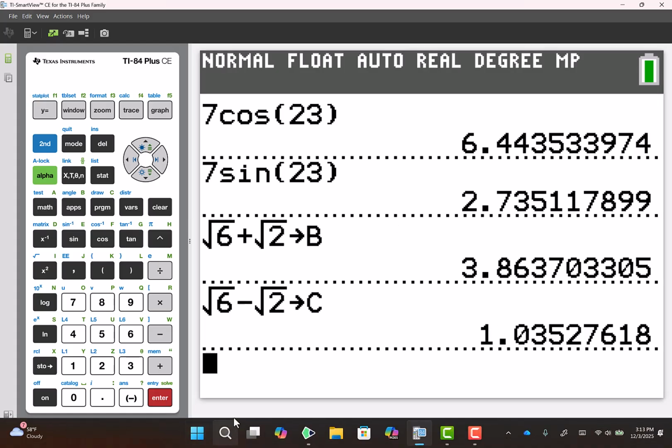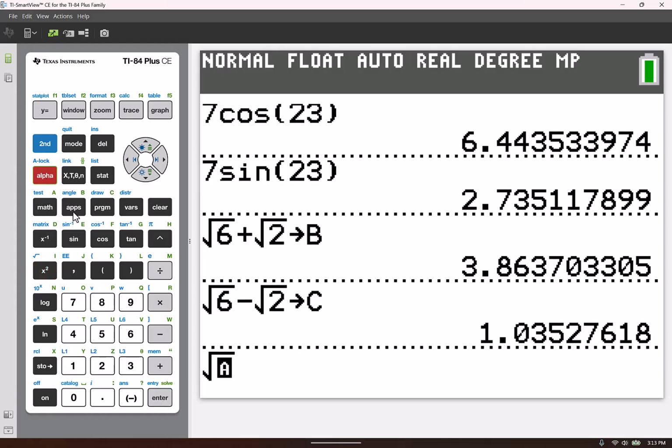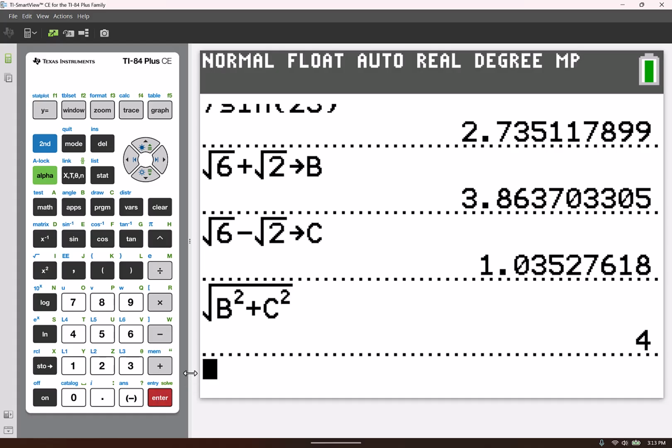And now look, check it out. How do I get my amplitude? I'm going to go square root of A squared. Oh, no, not A. I have it in B. B squared plus C squared. And then check it out. Wow, are you shocked that we got a nice, pretty number?